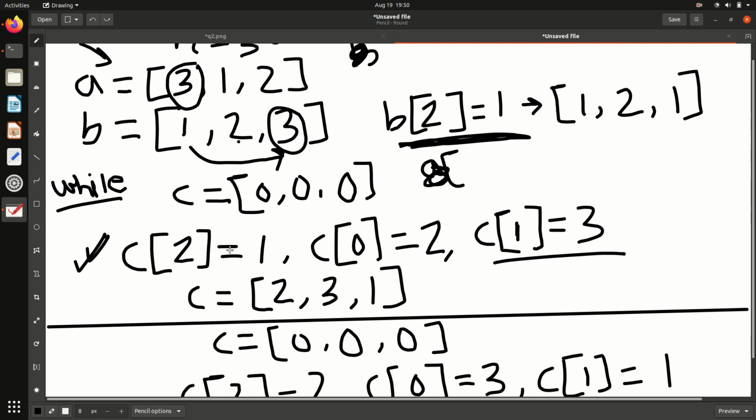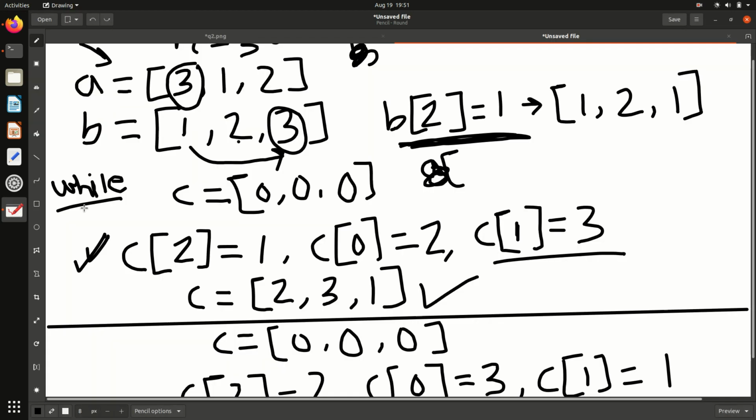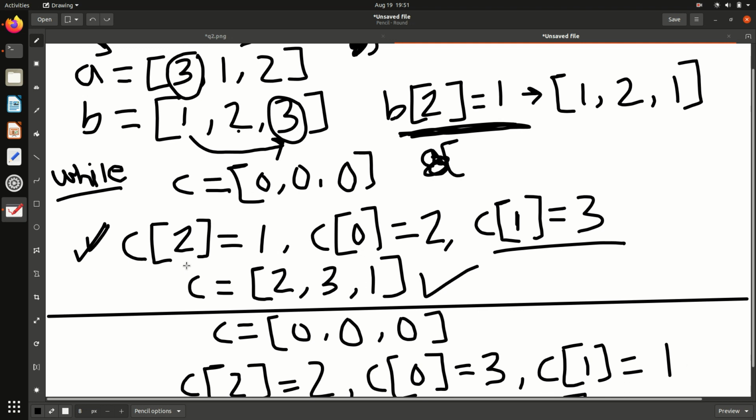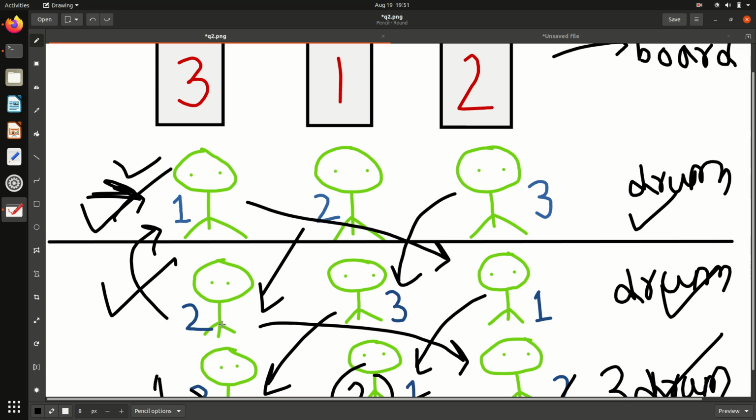So this is the for loop, and after one iteration we will get C as something like this: 2 3 1. So the same thing I have written here. After the for loop we got C, and that C I stored back into B, because we are changing B only. So initially B is 1 2 3, but after the first iteration C comes like this, and we are again assigning C to B. It means B is equal to this. So initially the position was 1 2 and 3, and after iteration 1 the position will be 2, 3 and 1.